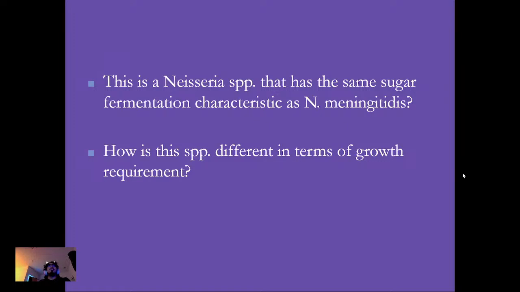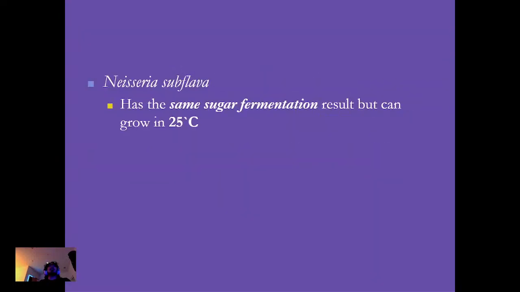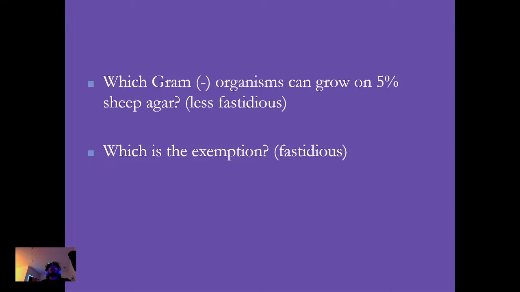So who is it? What is the answer here? The answer is Neisseria subflava. It has the same sugar fermentation result but can grow at 25 degrees Celsius. Okay? It is the only Neisseria capable of growing at 25 degrees Celsius. Subflava. Okay? Next, we have another one.